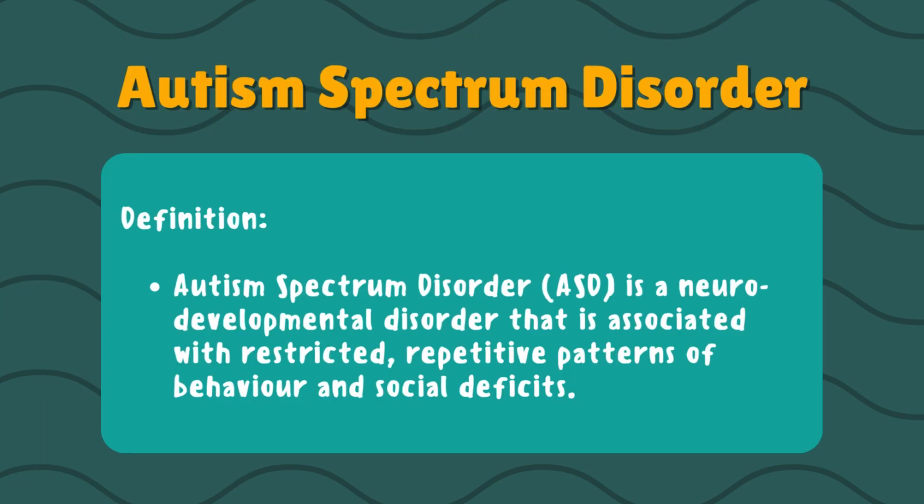So autism spectrum disorder has been defined as a neurodevelopmental disorder that is associated with restricted, repetitive patterns of behavior and social deficits, where individuals with ASD may show primary symptoms of atypical sensory sensitivity, repetitive movements, intense interest or fixation, abnormal nonverbal communication, poor social emotional reciprocity, as well as trouble developing and maintaining social relationships.